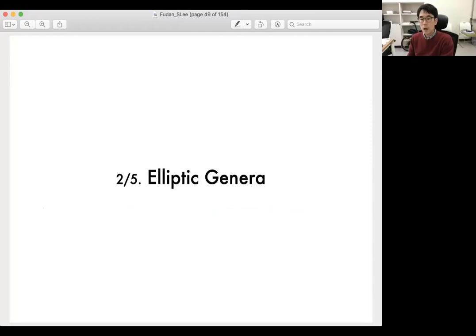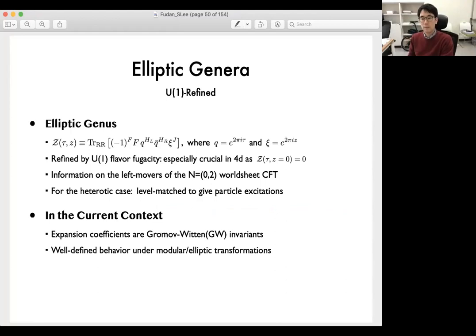The elliptic genus of a 0,2 string is defined as an index like this, where the fugacity parameters Q and C are distinguishing the states with different energy levels and different U1 charges. One of the basic properties of such an elliptic genus is that it only gets contributions from the sector with HR equals zero. In the heterotic case, however, non-trivial terms in Z can be level matched by right movers, resulting in physical particle excitations of the four-dimensional string.